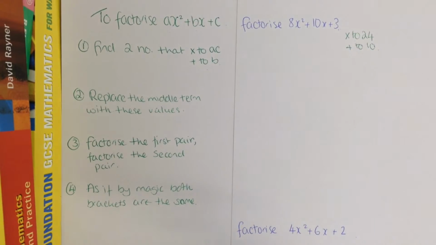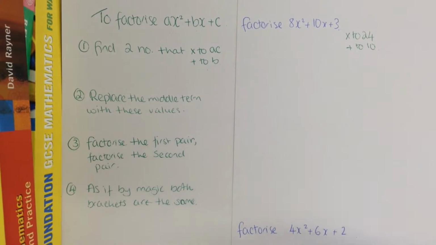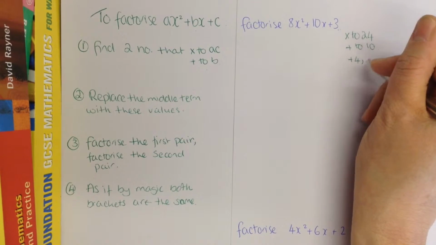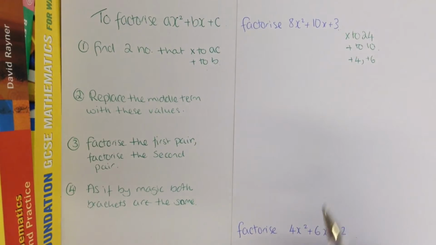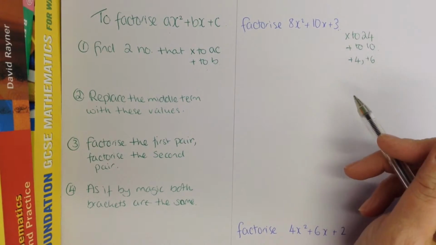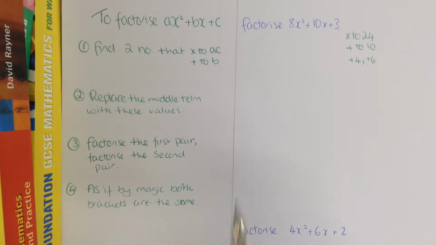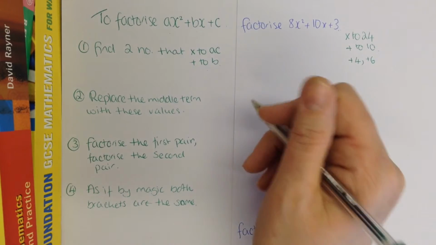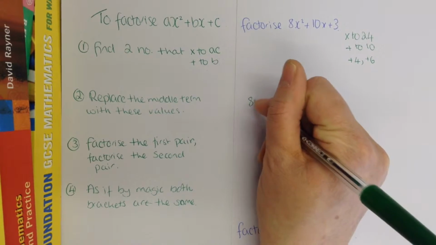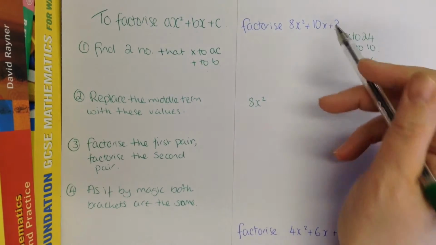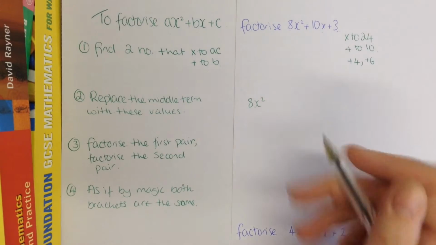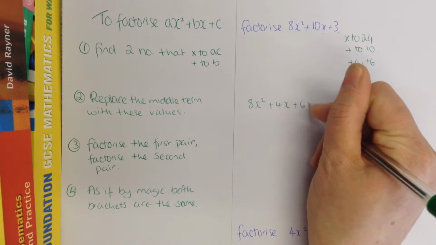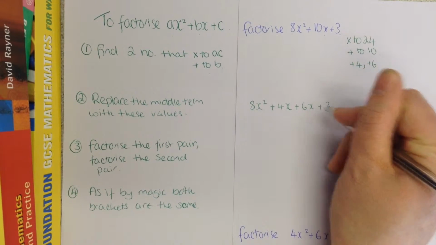Okay, so hopefully you know now how to list out the factors, and you should find that those numbers are plus 4 and plus 6. They times to 24 and they add to 10. Step 2, replace the middle term with these values. So what I'm going to do is rewrite 8x², but instead of that 10x, I'm going to write plus 4x plus 6x plus 3.